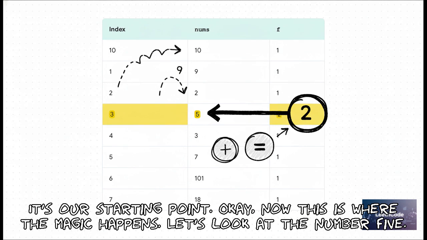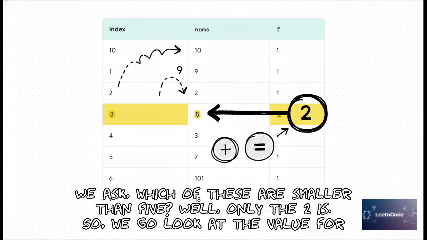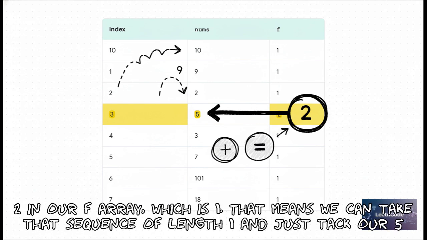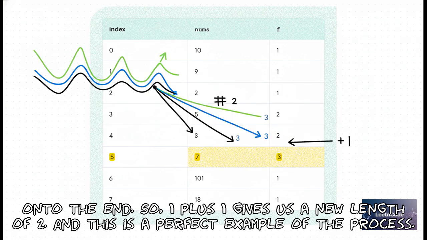Okay, now this is where the magic happens. Let's look at the number 5. To figure out its value in our f array, we look back at every number that came before it: 10, 9, and 2. We ask, which of these are smaller than 5? Well, only the 2 is, so we go look at the value for 2 in our f array, which is 1. That means we can take that sequence of length 1 and just tack our 5 onto the end. So 1 plus 1 gives us a new length of 2. And this is a perfect example of the process.